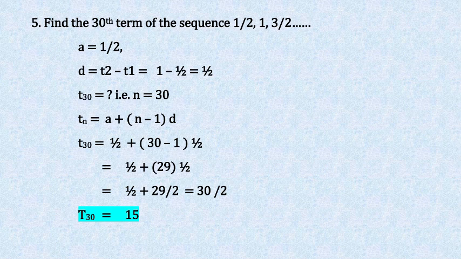In the place of A, substitute 1 by 2. In the place of n, substitute 30. And in the place of D, substitute 1 by 2. So in the next step, 1 by 2 keep as it is, plus 30 minus 1 is 29, into 1 by 2 is 29 by 2. Take the common LCM as 2, because they are like fractions. 29 plus 1 is 30, 30 by 2 is equal to 15.